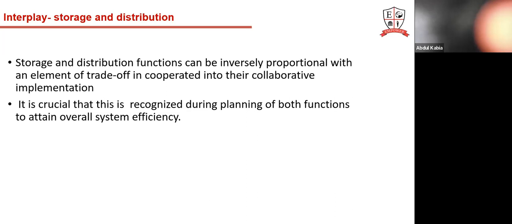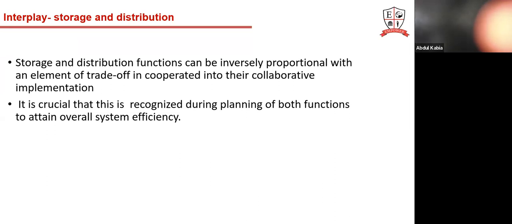So the interplay can be inversely proportional, with elements of trade-off incorporated in their collaborative implementation. So this just tells you the functions of storage and distribution should be harmonized. There should be critical thinking in how we do these systems correctly. It is crucial that we organize during the planning of both functions. So we don't need to plan the systems in silos. We need to plan them as one unit.